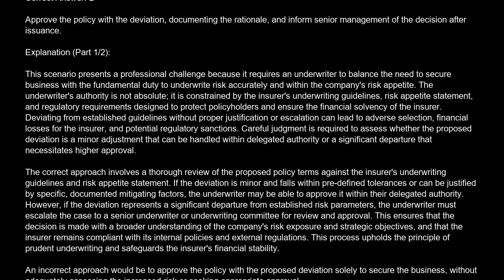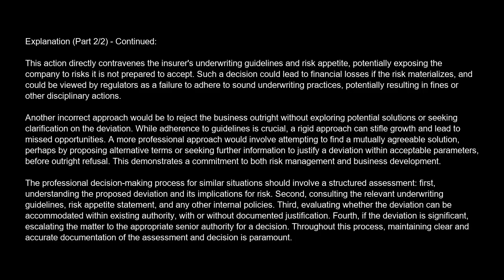An incorrect approach would be to approve the policy with the proposed deviation solely to secure the business, without adequately assessing the increased risk or seeking appropriate approval. This action directly contravenes the insurer's underwriting guidelines and risk appetite, potentially exposing the company to risks it is not prepared to accept. Such a decision could lead to financial losses if the risk materializes, and could be viewed by regulators as a failure to adhere to sound underwriting practices, potentially resulting in fines or other disciplinary actions.